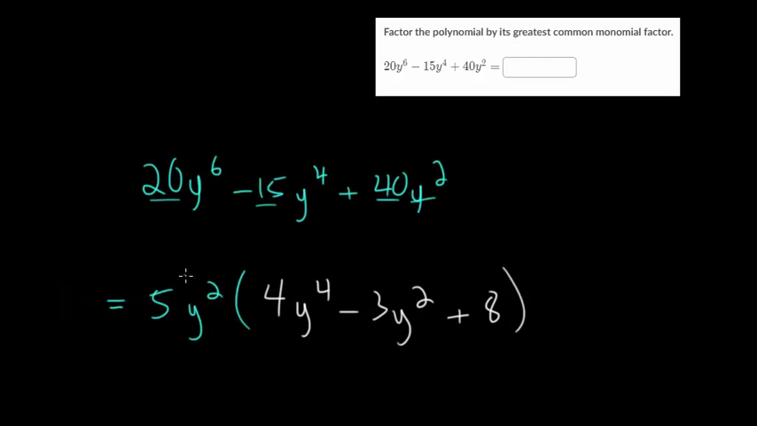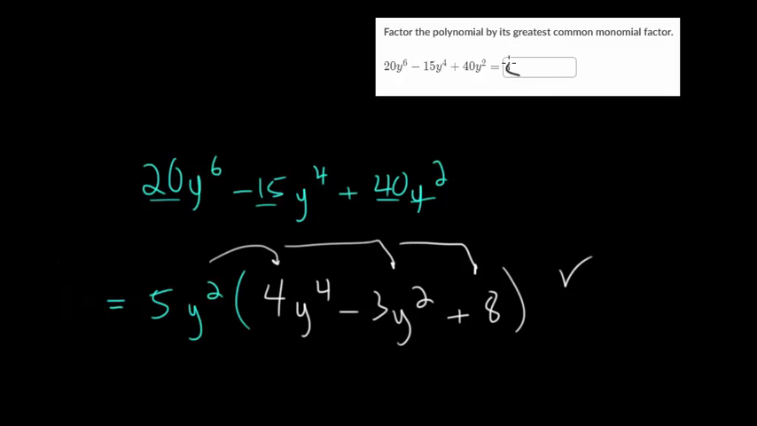And of course, you can check it by redistributing. You would see that you get 5y squared times 4y to the 4th. 5 times 4 is 20. Y squared and y to the 4th, you now have 6 y's multiplied together. 5y squared times minus 3y squared would be negative 15. And y squared times y squared is y to the 4th. You now have 4 of them multiplied together. And lastly, 5y squared times 8 would become 40y squared. So we checked it, and it makes sense.